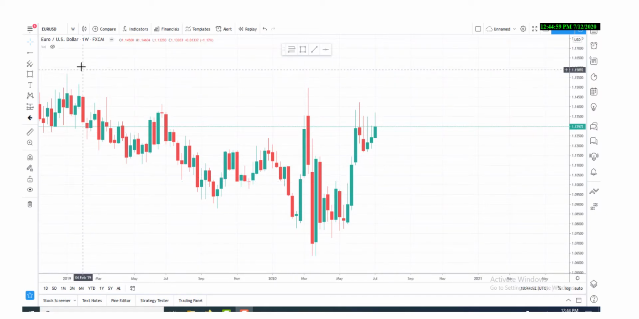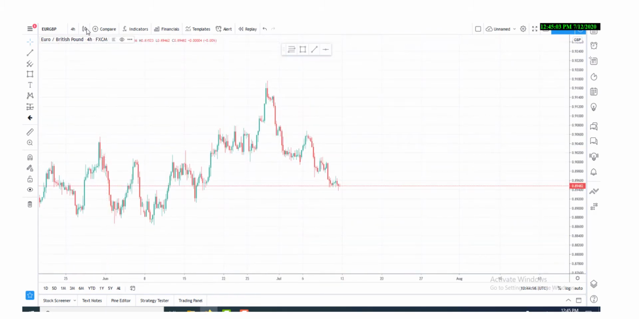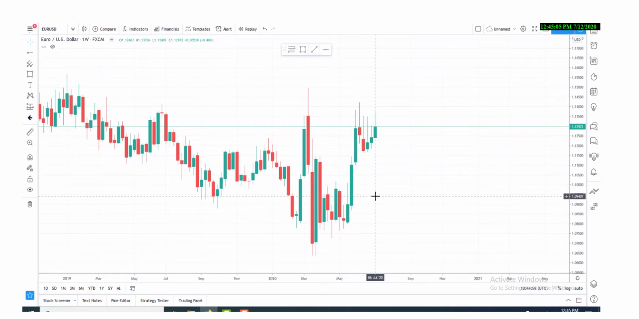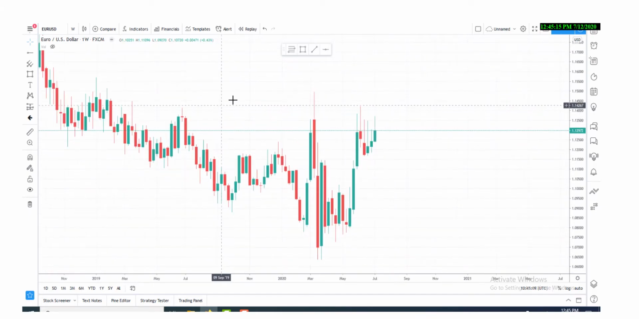Today we will break down Euro USD, GBP USD, and Euro GBP, and we will see what possibly can happen in the market in the next week. Today is Sunday, and let's go to break down these charts.